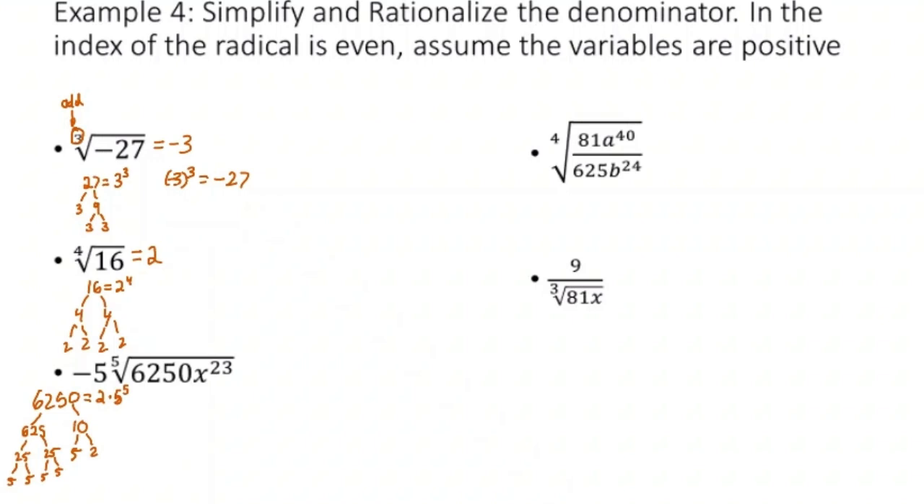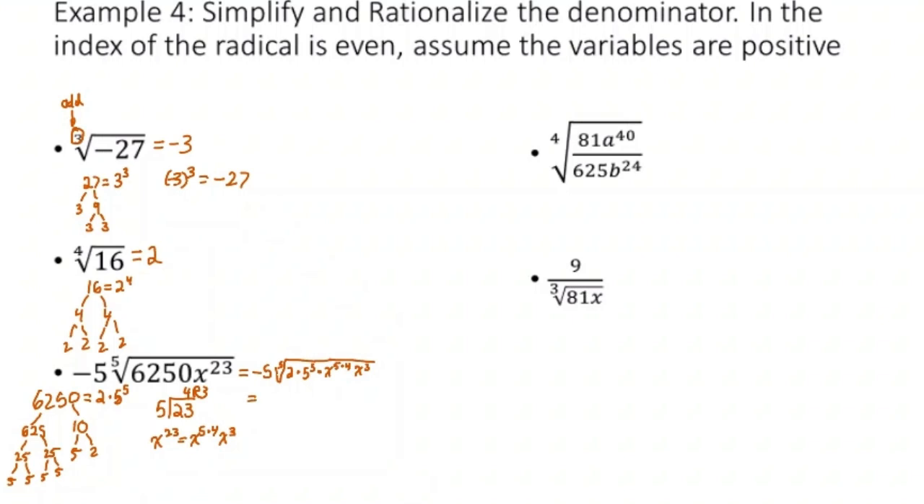Now for x to the 23, I want to try to use the third property that we saw in the previous slide. Since 23 divided by 5 is 4 remainder 3, then x to the 23 is the same as x to the 5 times 4 times x cubed. So rewriting our expression, we have negative 5 times the fifth root of 2 times 5 to the fifth times x to the 5 times 4 times x cubed.